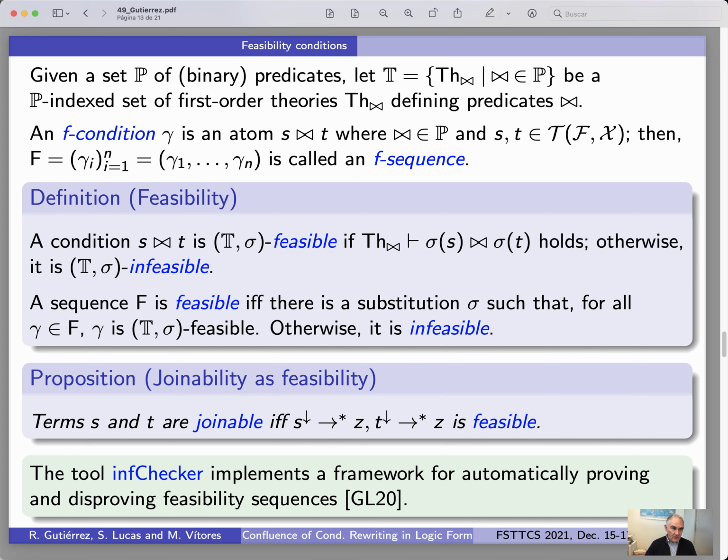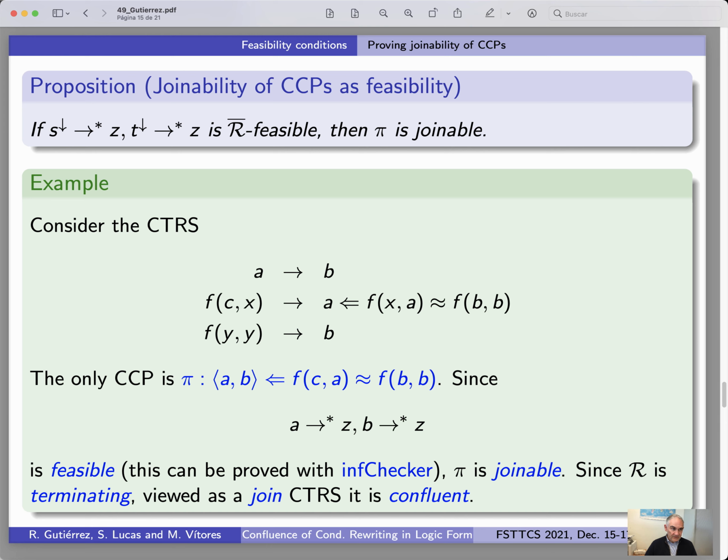Now we show that conditional critical pairs are joinable if the peak component of the pair is joinable. In the example of the slide, there is a single conditional critical pair only. Moreover, it is an overlay. The peak of this pair is joinable as proved by the corresponding sequence, which can be proved feasible by InfChecker. By using a previously mentioned confluence result, we conclude confluence of this system when viewed as a joint conditional system.